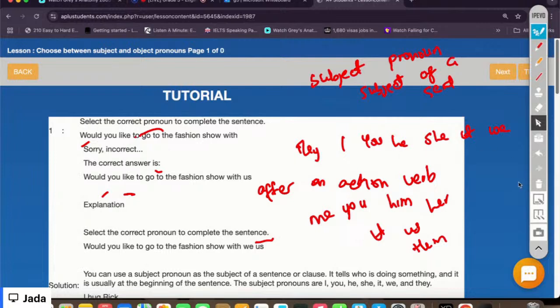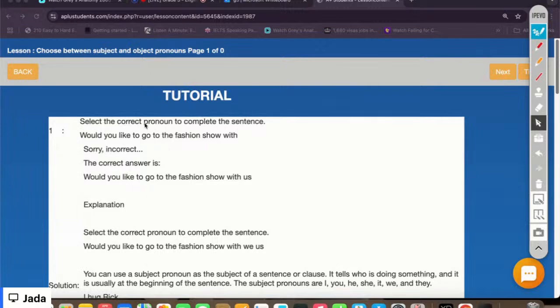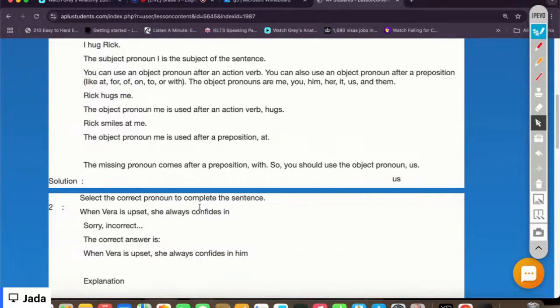All right, so look at the example here. Select the correct pronoun to complete the sentence. Would you like to go to the fashion show with us or with them? So obviously, would you like to go with us, because it's an object pronoun.